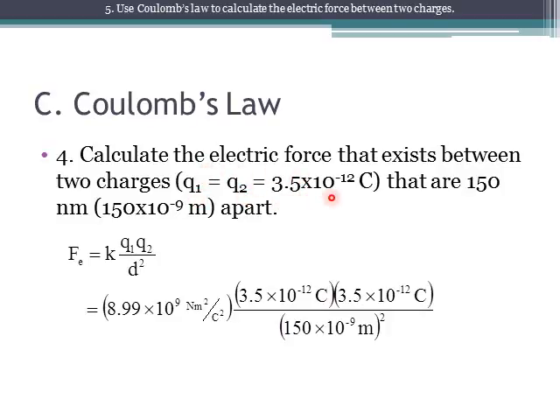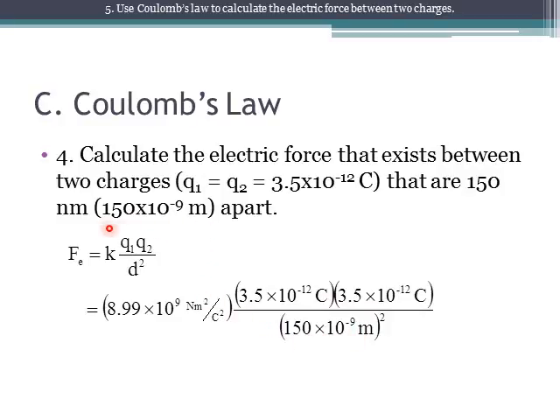which is 3.5 times 10 to the negative 12th. That's why both of these are the same. Also notice that both of these are positive. There's not a sign there, so we know that means they're positive. We'll talk about that here in just a second. And then we divide by the distance squared.